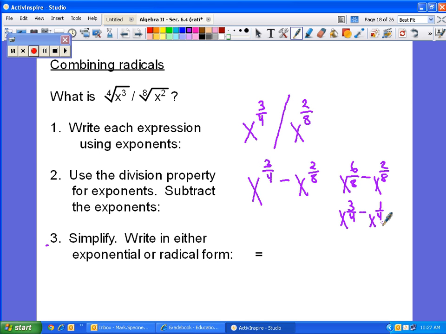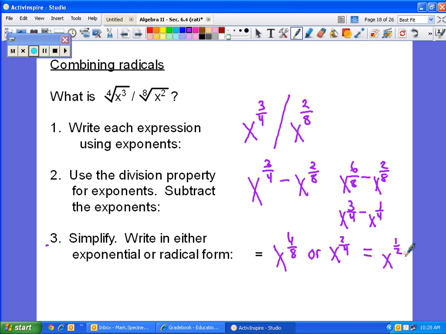Notice I didn't say that your way is incorrect. It's fine. Either way, what do we get? 6/8 minus 2/8 is what? 4 eighths. So I get x to the 4/8. And here I get x to the 2/4. In both cases, I have to simplify. 4/8 or 2/4 simplifies to what, Jillian? 1/2. So if I'm asked to leave my answer in exponential form, I'm done.